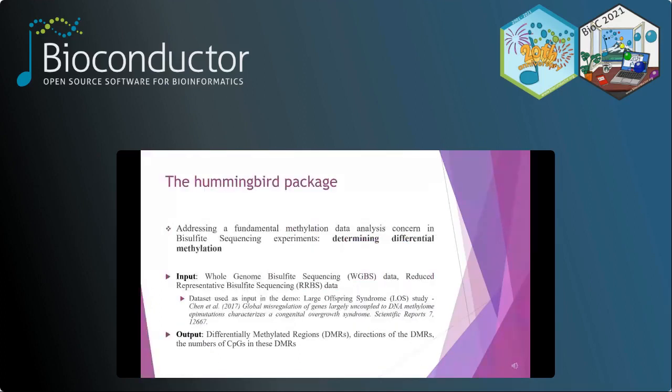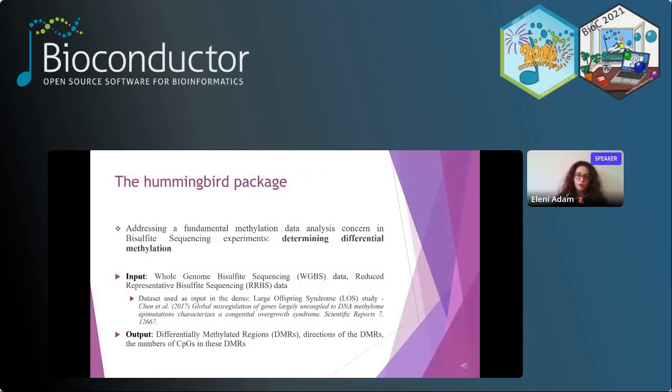Hummingbird is used for identifying differentially methylated regions, or DMRs, between case and control groups using whole genome bisulfite sequencing or reduced representation bisulfite sequencing experiment data. The package uses a Bayesian hidden Markov model for detecting DMRs. It fits a Bayesian hidden Markov model for one chromosome at a time. The final output of Hummingbird are the detected DMRs with start and end positions in a given chromosome, directions of the DMRs, whether hyper or hypo, and the numbers of CpGs in these DMRs.